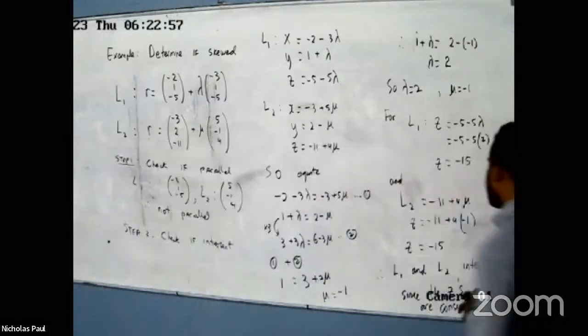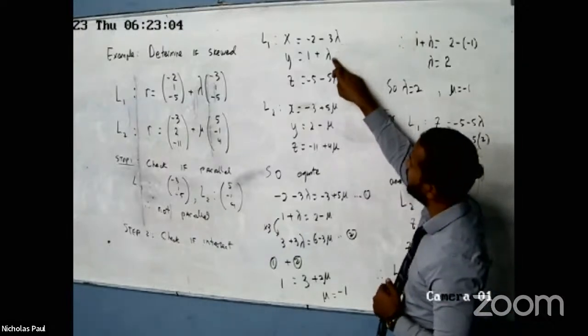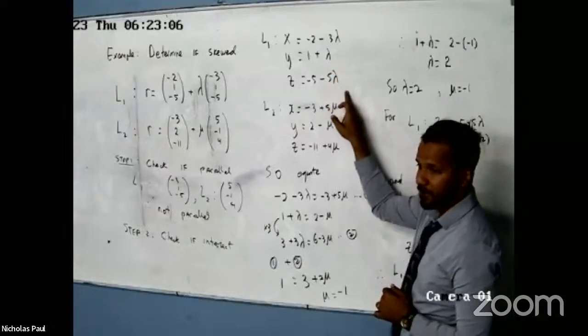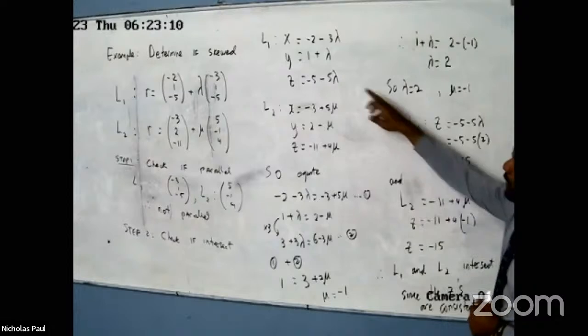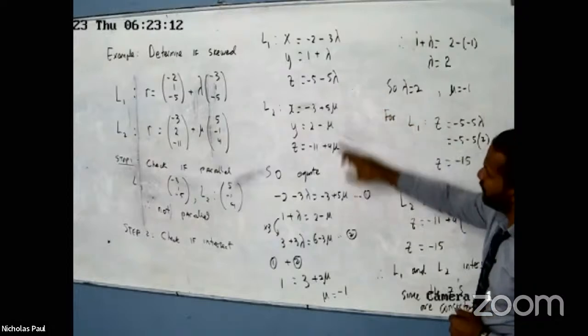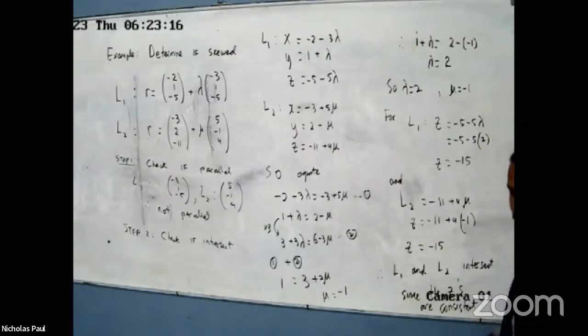In case the question asks for the point of intersection, you plug in lambda here, here, and here, and you'll get x, y, and z. I only found z. But if you put lambda here, you'll get x, y, and z. If you put mu here, you'll get the same thing. But I only found z.